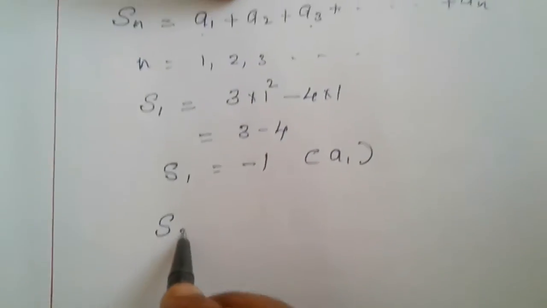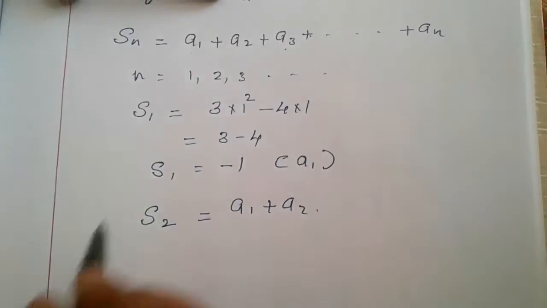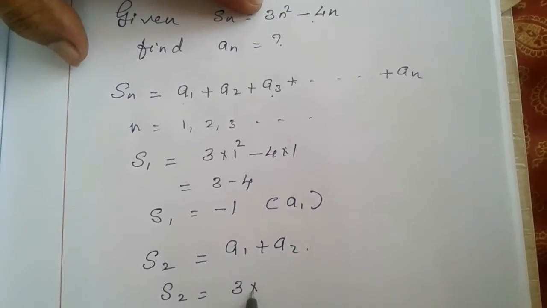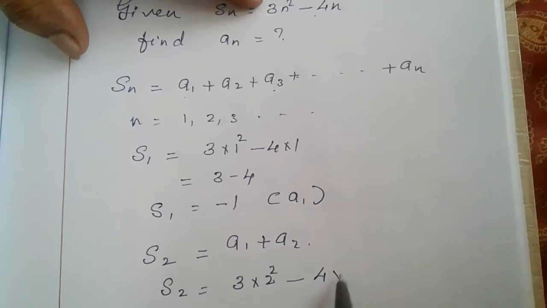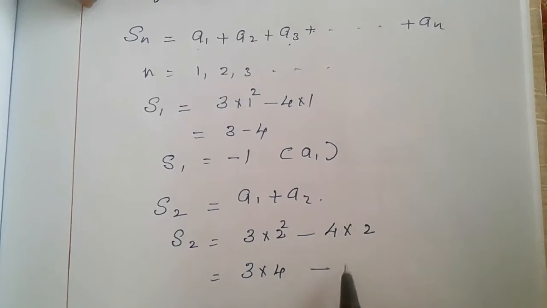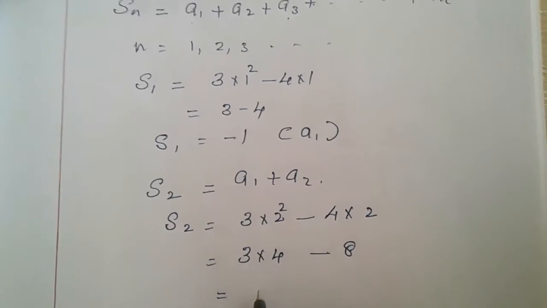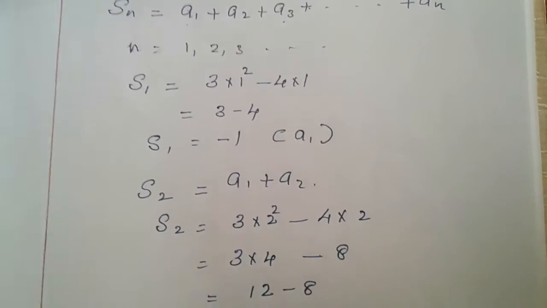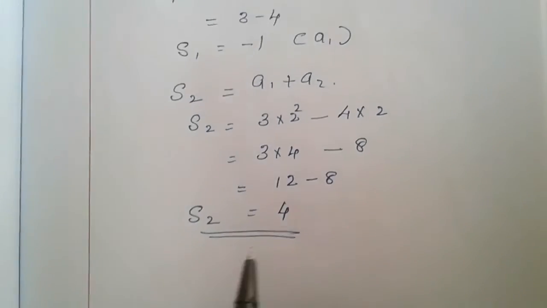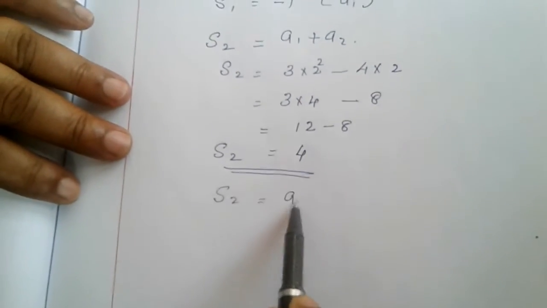Now S2. We know S2 means a1 plus a2. So giving n equal to 2, we are getting S2 equal to 3 into 2 square minus 4 into 2. That is 3 into 4, 12, minus 4 into 2, 8. 12 minus 8 equal to 4. We know S2 equal to 4. That is S2 equal to a1 plus a2.